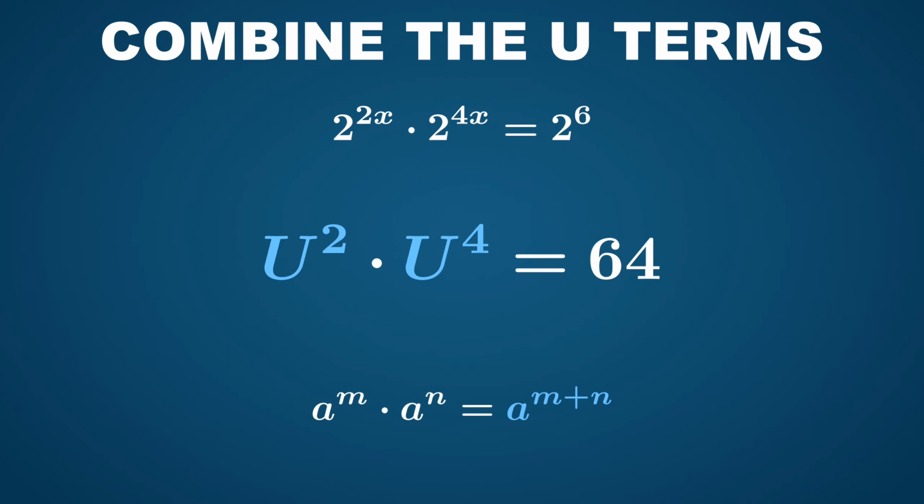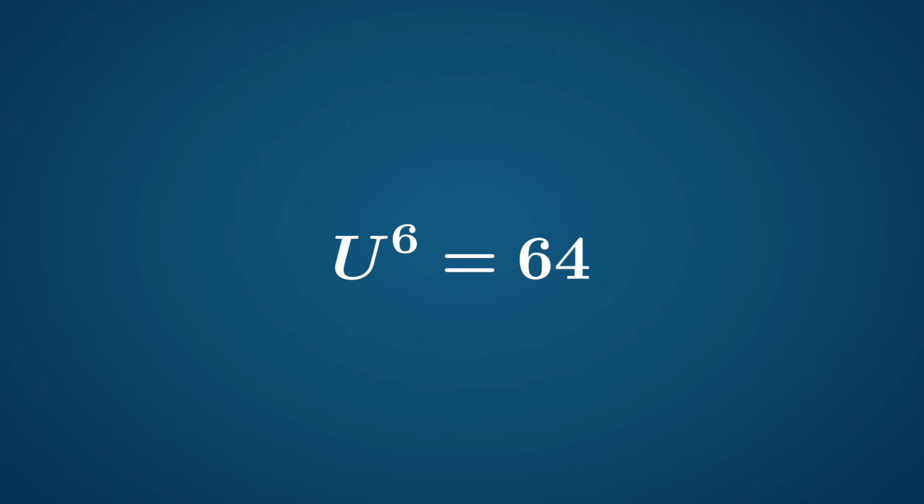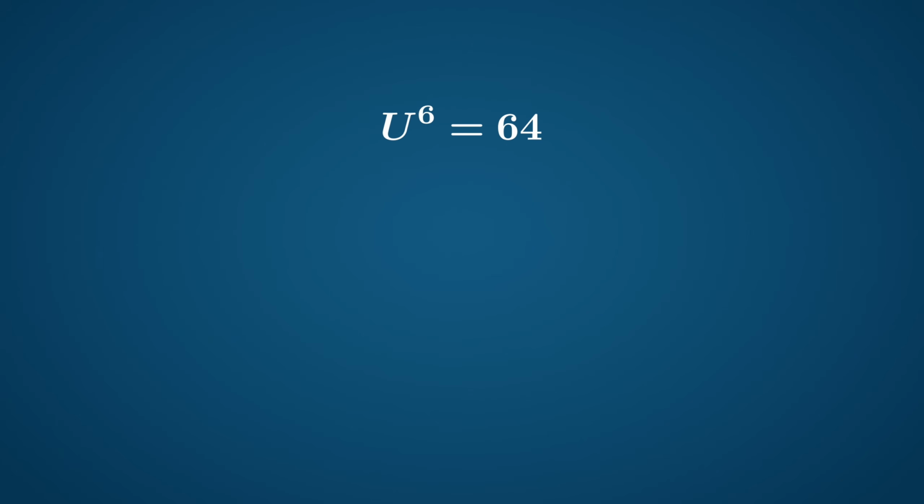The rule for multiplying with the same base is to add exponents. We take the first exponent, which is the exact number 2. We add it to the second exponent, which is the number 4. The sum of 2 and 4 is exactly equal to the number 6. Therefore, the left side simplifies down to u to the 6th power. Our equation is now u to the 6th power equals 64.